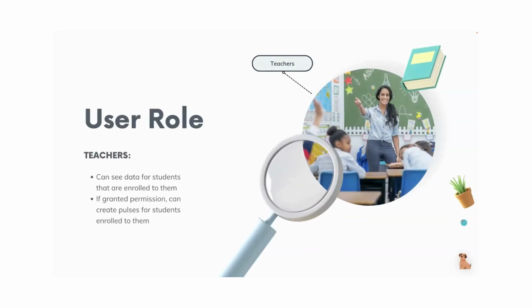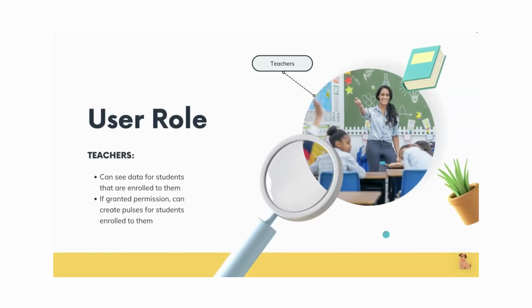Next, we have teachers. So teachers can see data for students that are enrolled to them only. They also do not have access to edit or update user roles in the system or any permissions. And if you grant them permission, they can create pulses for those students that are enrolled to them only.